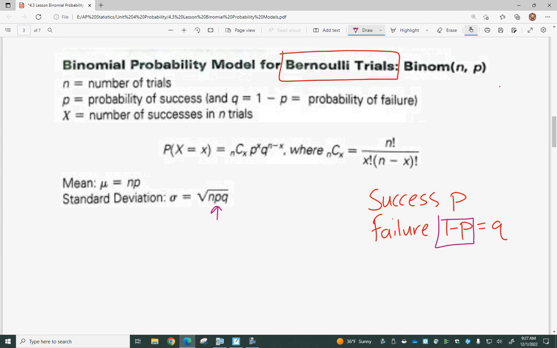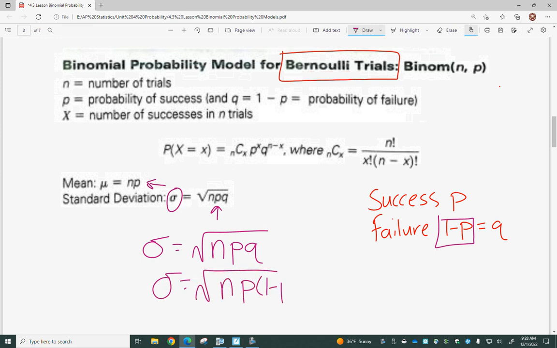Just like in geometric probability, we were able to calculate a mean or an expected value. This time we multiply the number of trials times the probability of success. We can find a standard deviation. We take, and I hope you can read that, if you can't, I apologize. Standard deviation is the square root of our number of trials times the probability of success times the probability of failure. Again, on the formula sheet, you might see it this way. It looks different, but it's the same. Just a different way to represent the probability of failure.